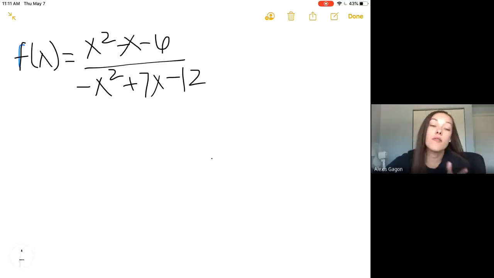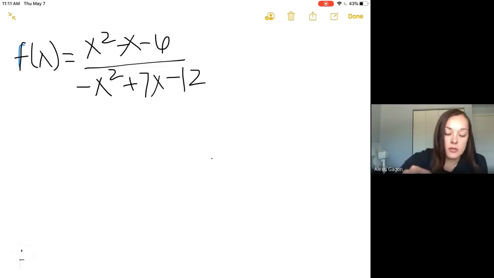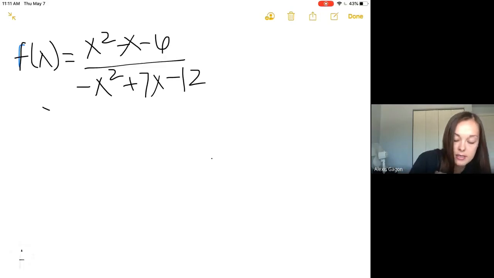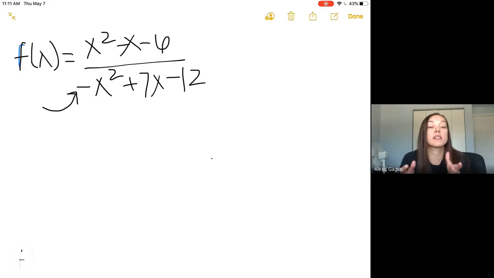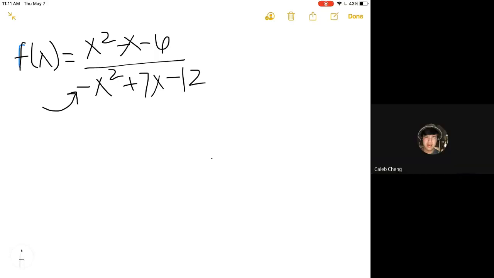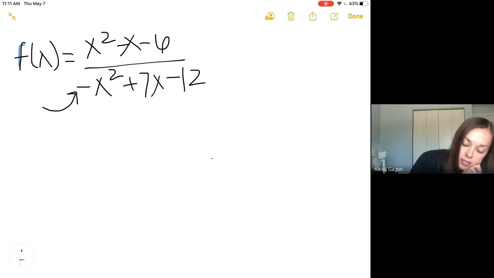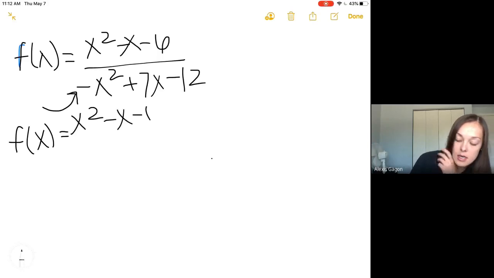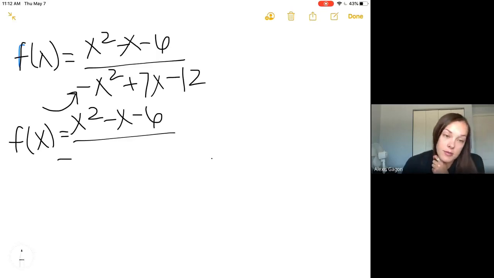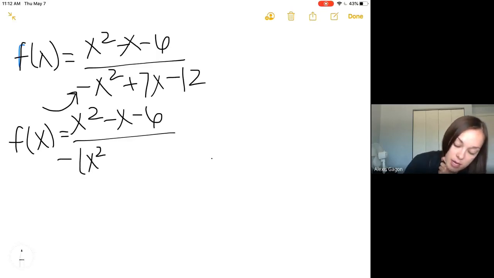Okay, pretty straightforward. A big reason why I want to do this one is this negative right here. You always want to pull out the negative leading coefficient. You don't ever want to factor something with a negative leading. So since this is a negative leading, we want to pull that out. So before I factor it, let's just rewrite the top: x squared minus x minus 6. On the bottom, I'm going to pull out a negative, and then I'm left with x squared minus 7x plus 12.